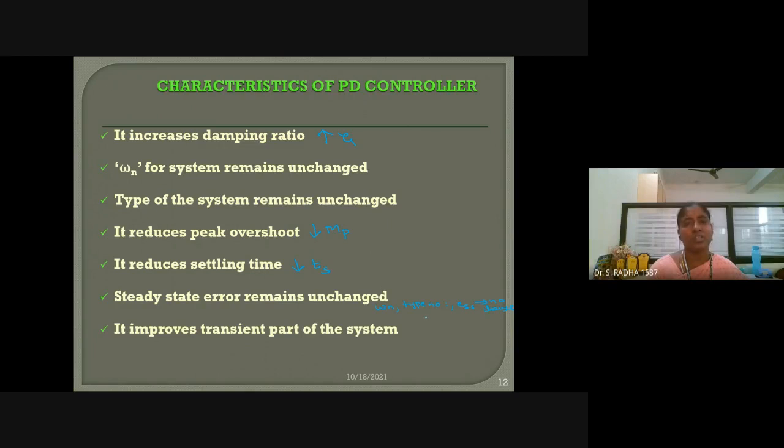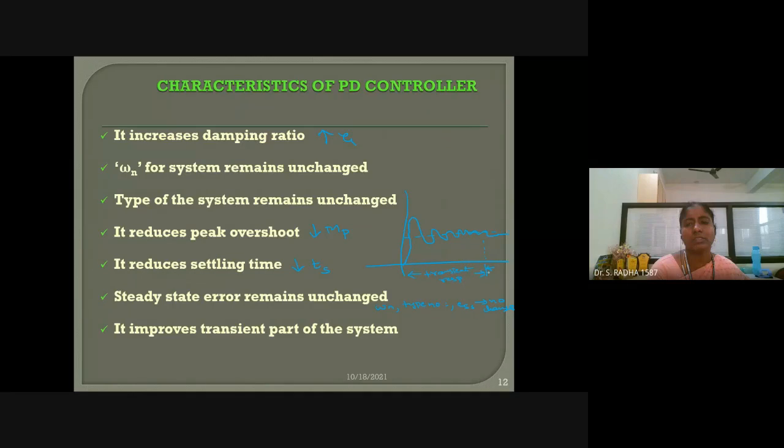With PD or without PD, or simply the closed loop transfer function, these three things will not change. Now I'm going to the graph. I already explained the graph. Second order underdamped system: in the beginning you will have the transient response, then it will settle down. This is steady state. After this line, it is steady state. This is the transient response.